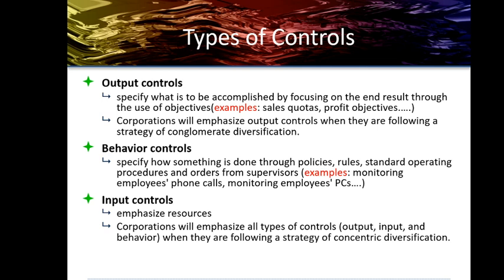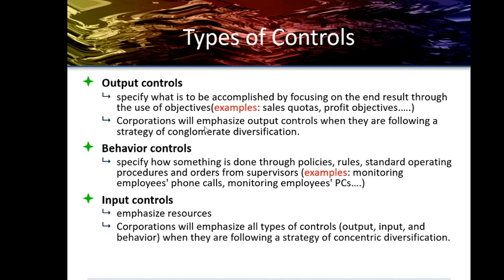That is, we will care about the actions of employees and managers, not only on the results like the first type, which is the output control. For example, monitoring employees' phone calls. In the first type, we don't care if they make phone calls or not. What I care about is their result. But here, no, I care about their actions. I care about monitoring employees' PCs, their personal computers, how they get things done.